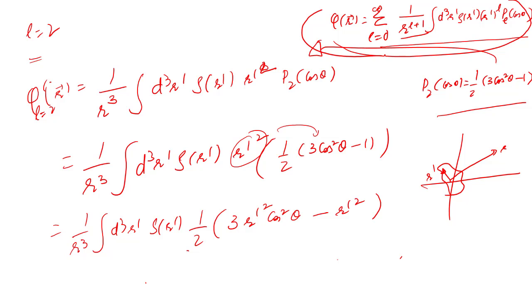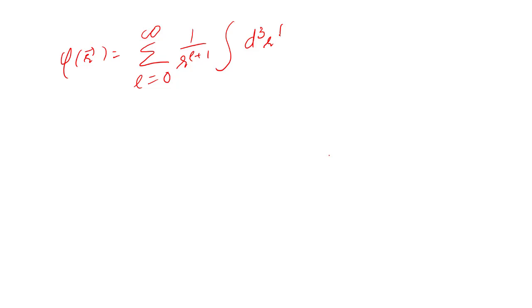And so if we go back to this equation here, we can rewrite that here. We had phi of r is equal to the sum from L equals 0 to infinity of 1 over r to the power L plus 1 integral d cube r prime rho of r prime r prime to the power L PL of cosine theta. This is what we had. We got this r prime L from BL, right?